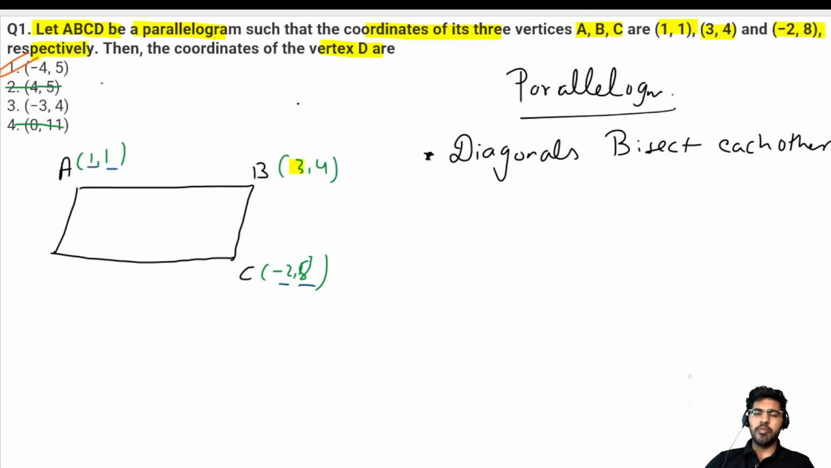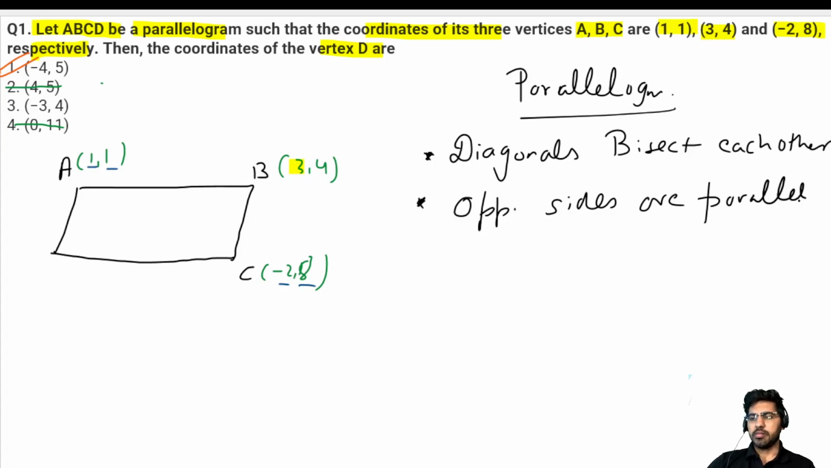So another property of a parallelogram is that opposite sides of a parallelogram are parallel to each other, isn't it? Now how do I make use of this? Let's try to understand. We know that if two lines are parallel, they have the same slope. What do you mean by slope? Suppose I have a point (x1, y1) and another point (x2, y2), then how do we find the slope of a line?